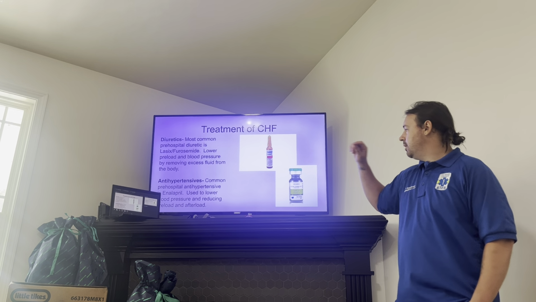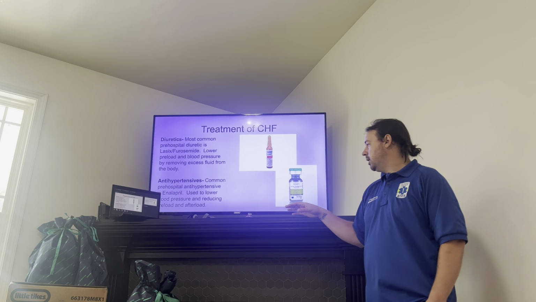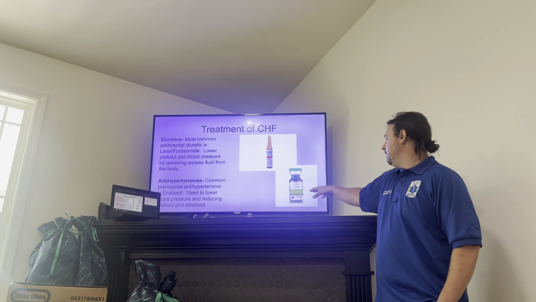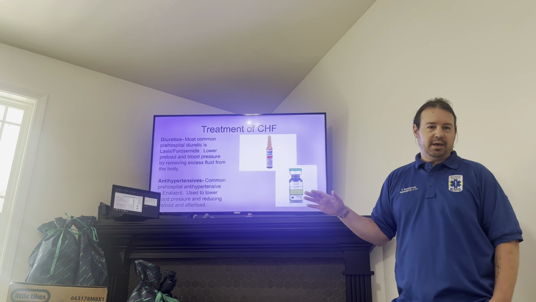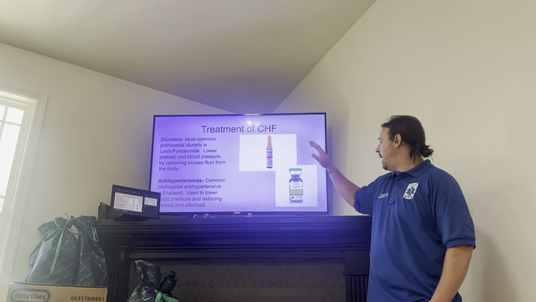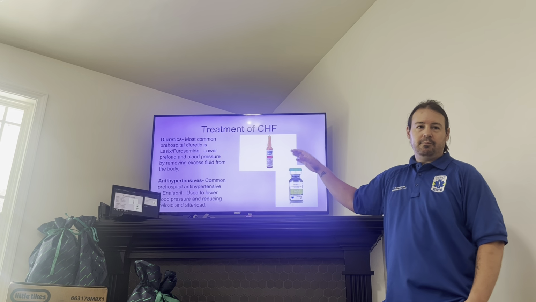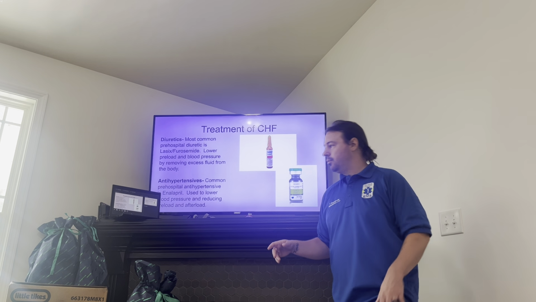Antihypertensives, common for us is enalapril. It's used for lowering blood pressure and reducing afterload. This is an ACE inhibitor. Without going into the RAAS system again and re-going into this, it stops the conversion of angiotensin 1 to 2, right? And what that effectively does is lower the blood pressure. It tells your body to lower your blood pressure.